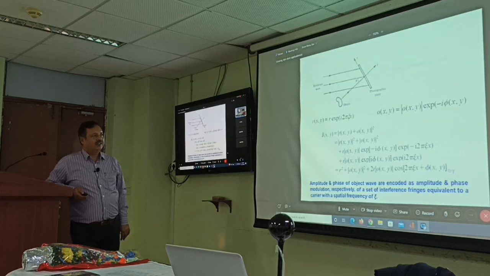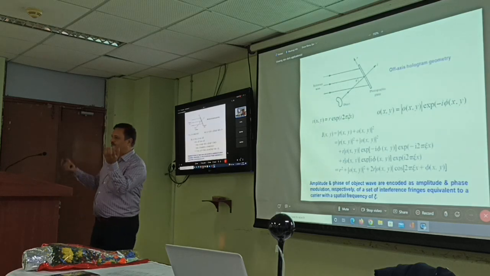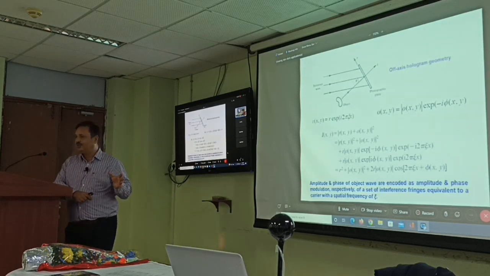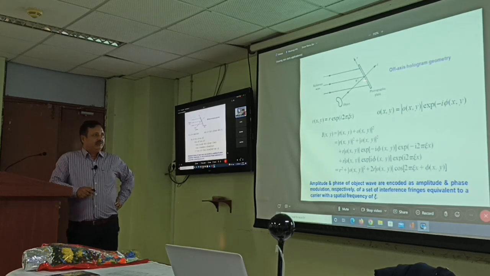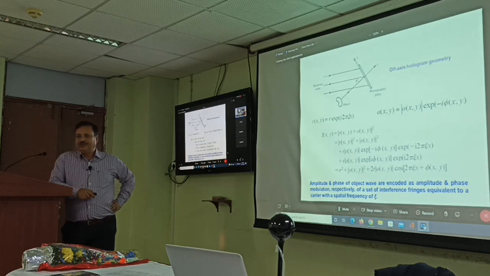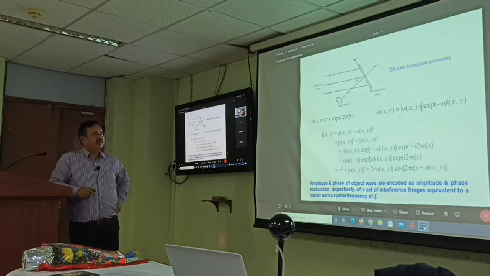So what is the basic physics? First we should understand basic holography, because these are the equations I will be using there. So simple, this is off-axis holography. You have the reference wave, and here is the object wave which is at some angle theta.